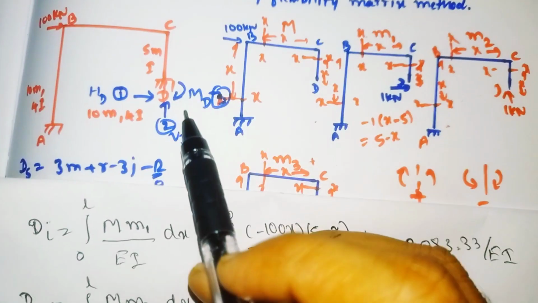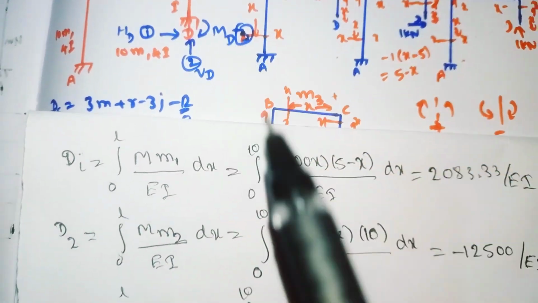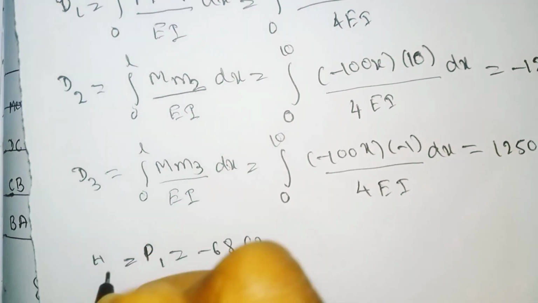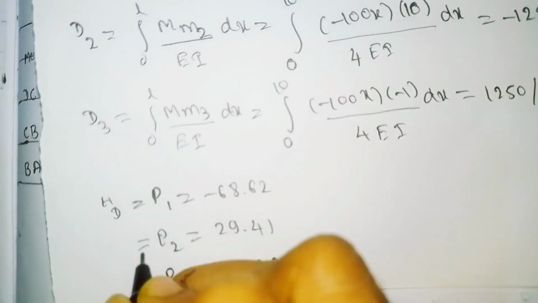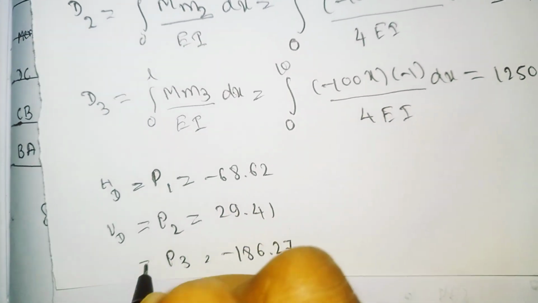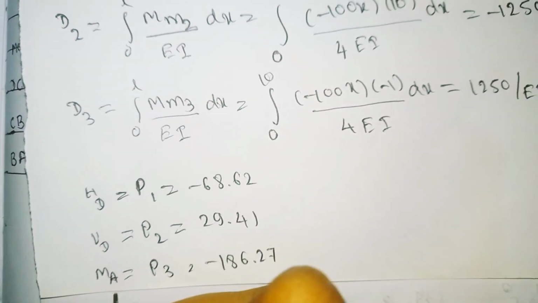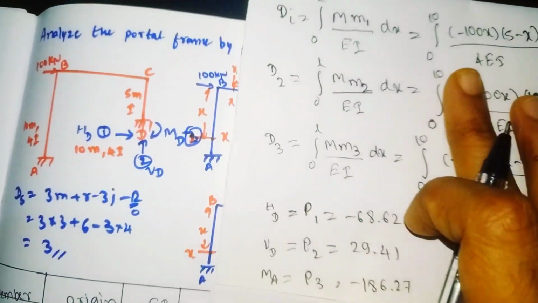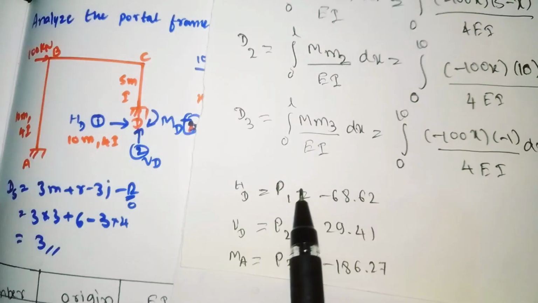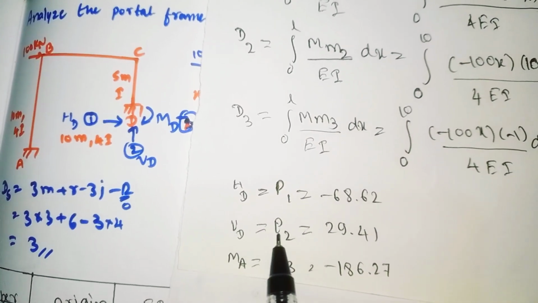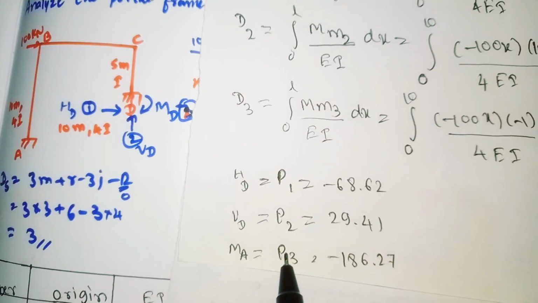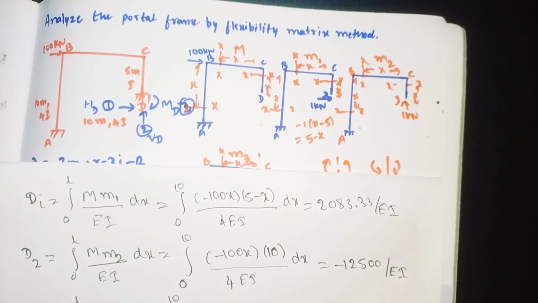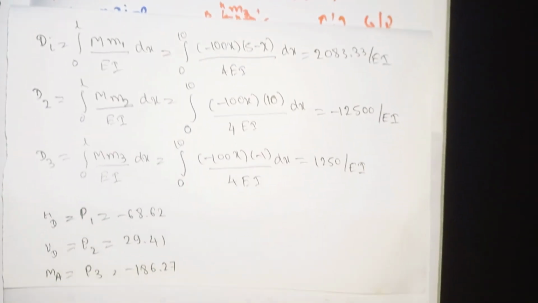Our P1, P2, P3 are nothing but these coordinate values. P1 is our HD value, P2 is our VD value, coordinate number 2, and coordinate number 3 is our MA, which is P3. So HD is equal to P1, VD is equal to P2 and MA is equal to P3. Now we have calculated all the coordinate values. This is how we need to solve this problem.